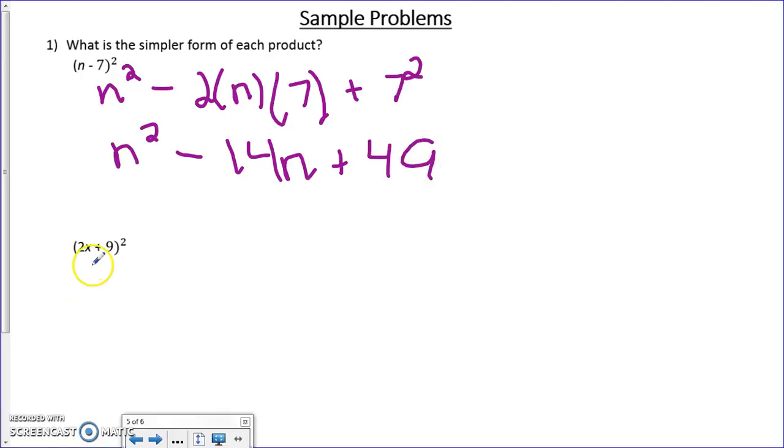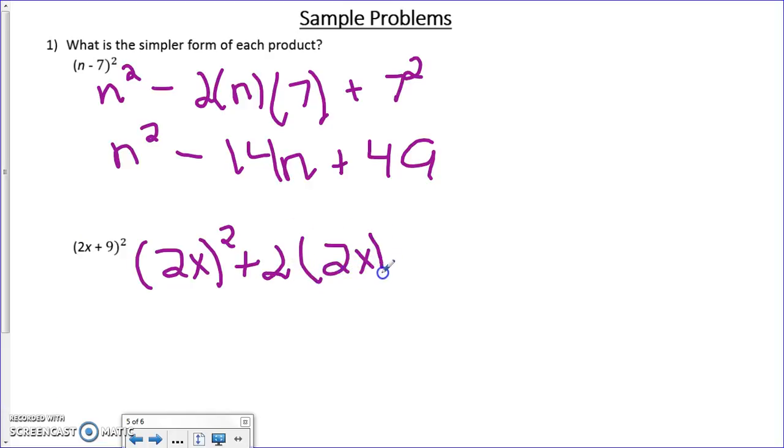That's the first answer. In the second one, we have (2x + 9) squared. So I'm going to square the first term, but the first term is 2x. I'm going to have to put that in parentheses. I see a plus sign, so I'm going to add 2 times the product of the two terms, which is 2x and 9. And then plus, and I'm going to square the second term, which is 9 squared. So 2x to the second power, you're squaring both of these terms.